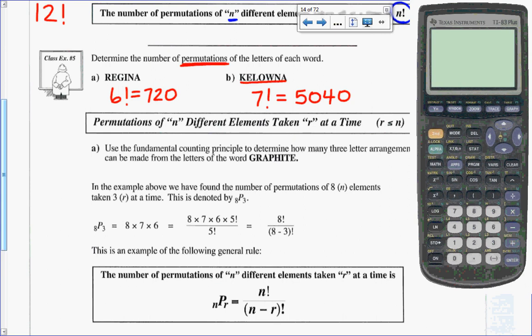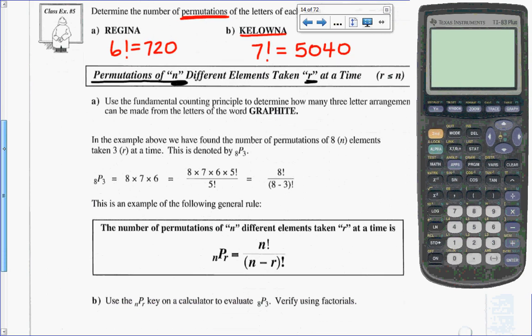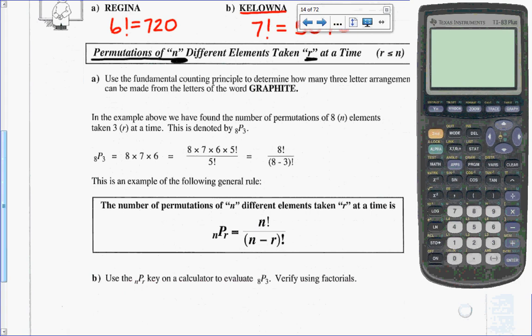Okay, so this is the general rule when you are using all of the letters that are available to you. Now this example here is we're making arrangements again of so many different elements, but this time we're not using them all. We're taking some at a time. So we might be just arranging 3 of the letters in a great big long word, or 5 of the letters in the word Regina instead of all 6. So in that case, we can use the fundamental counting principle to determine how many 3-letter arrangements can be made.